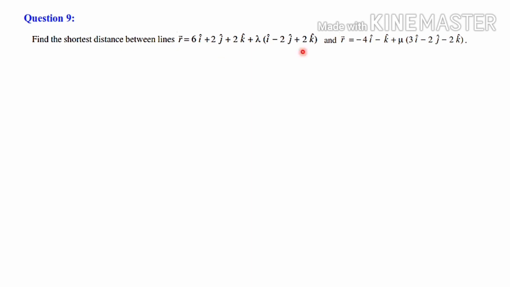So this is a direct question. We know the shortest distance formula. Just by using that formula, you have to try it as homework. Next, we shall discuss question number 10.